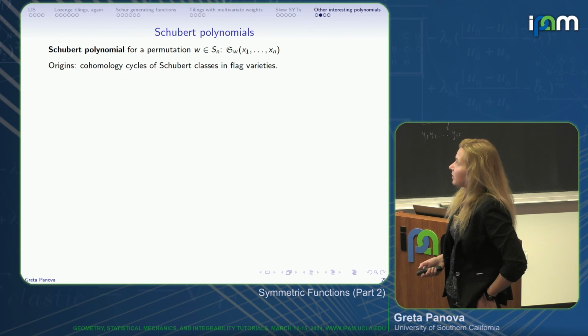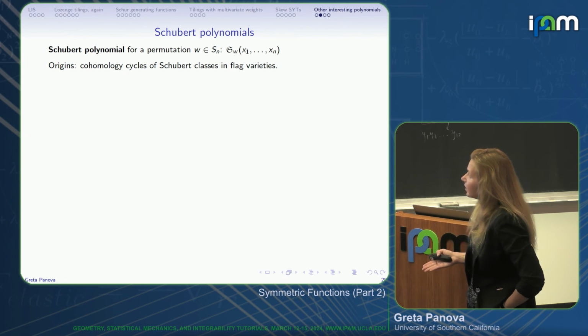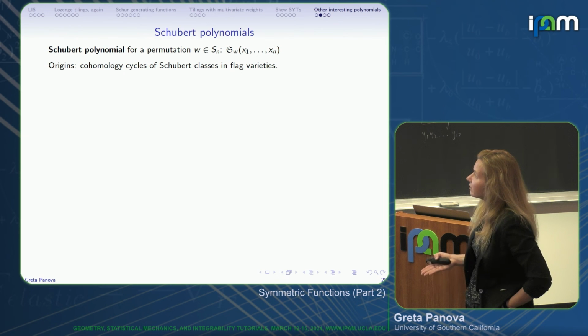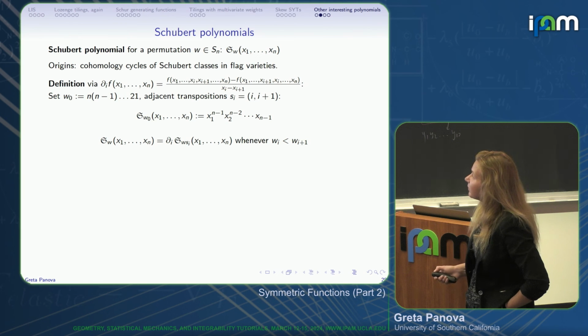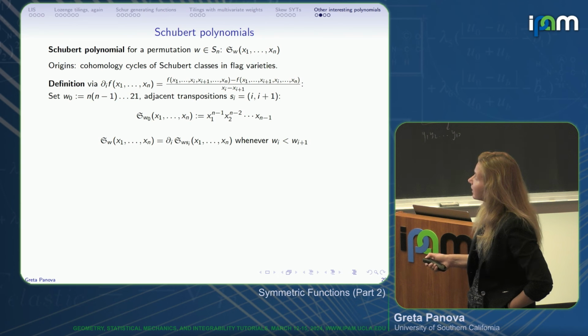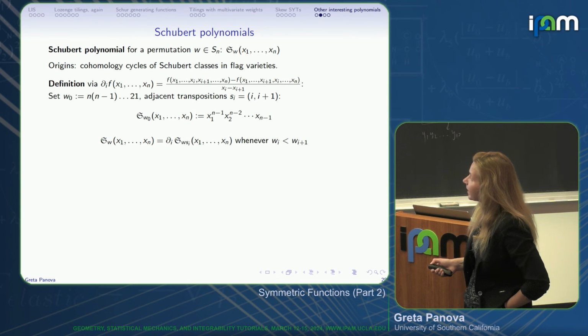So the Schubert polynomials correspond to cohomology cycles of Schubert classes in the flag variety. So you have some algebraic geometry that's governing the whole thing. And how are they defined? We have a divided difference operator, which is sort of like a derivative, but you're exchanging the ith and (i+1)th variables, and then dividing by the difference. So as long as this is a polynomial, of course, the result is also going to be a polynomial.